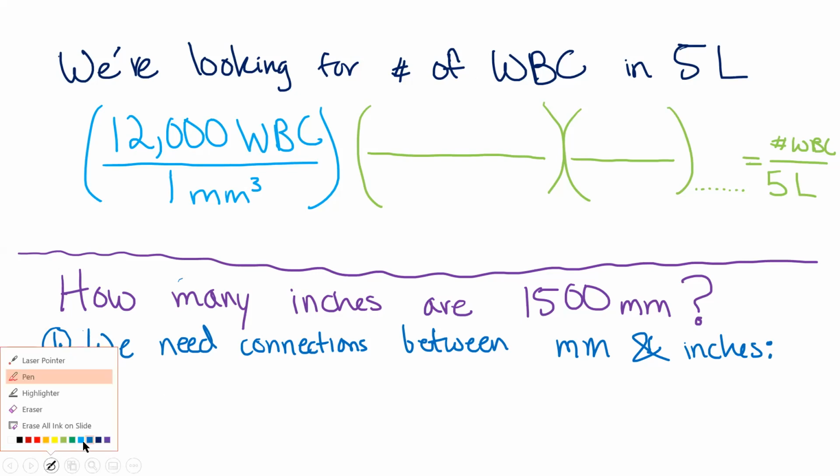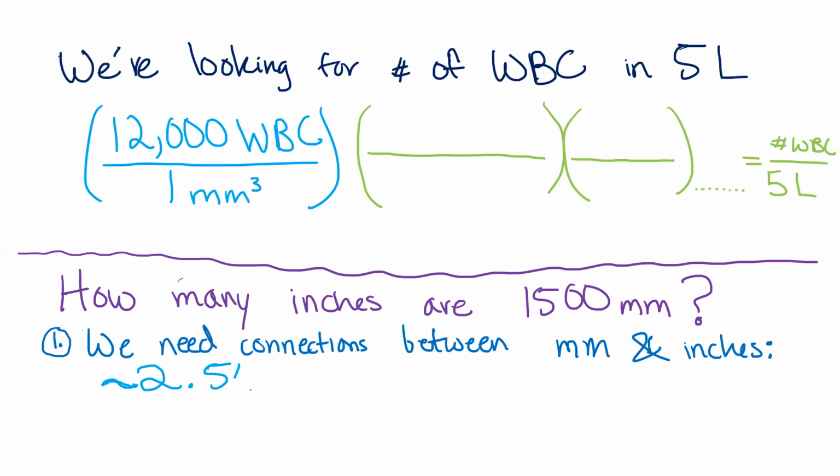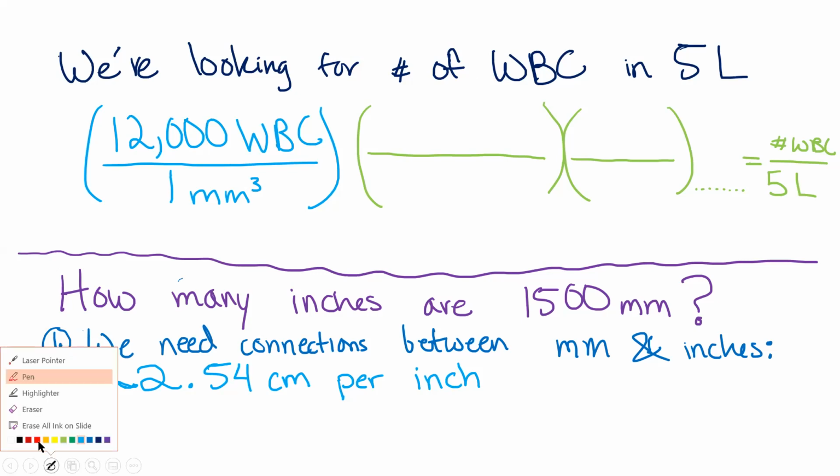So let me tell you a couple of facts. There are approximately, we just say approximately because it's not exact, 2.54 centimeters per inch. Now we know how many centimeters there are per inch. That doesn't tell us how many millimeters per inch, but do you know what the relationship is between centimeters and millimeters? Is it times 1,000 or 100?